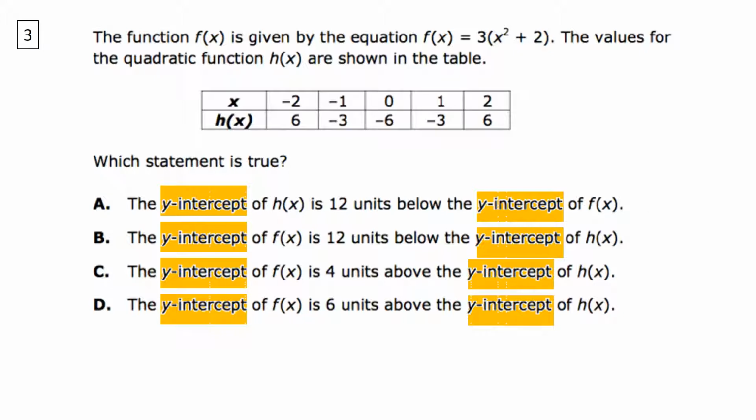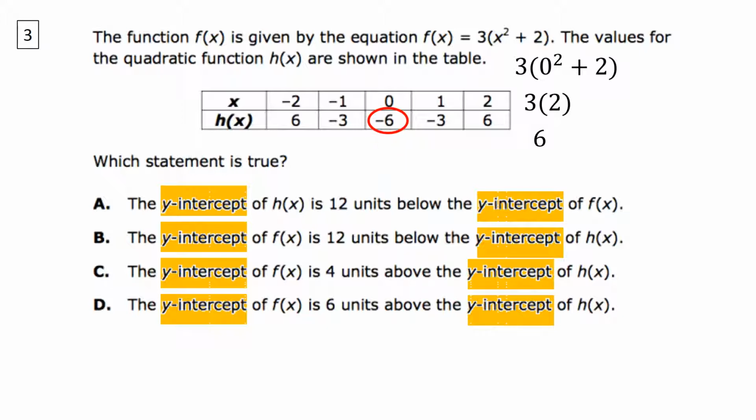Remember, y-intercept, that's where we cross the y-axis, and the x value on that is 0. So we want to find the y value that goes with 0. In the table, that's easy to spot. It's right there. It's going to be that negative 6. It's not real hard to spot from an equation either. If we know that the x value is supposed to be 0, we can just plug it in. 0 squared is 0, plus 2 is 2, and 3 times 2 is 6. So f has a y-intercept of 6, h has a y-intercept of negative 6.